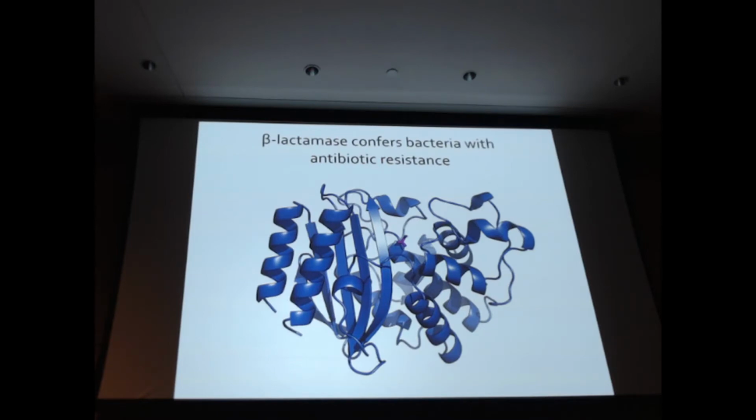Bacteria will express these enzymes, and they're really good at binding to and degrading beta-lactam antibiotics like penicillin at their active site here. So there's a lot of interest in learning how these enzymes work and developing ways to inhibit them so that we can, say, restore the efficacy of existing antibiotics, because expression of these enzymes turns out to be the most common form of antibiotic resistance.